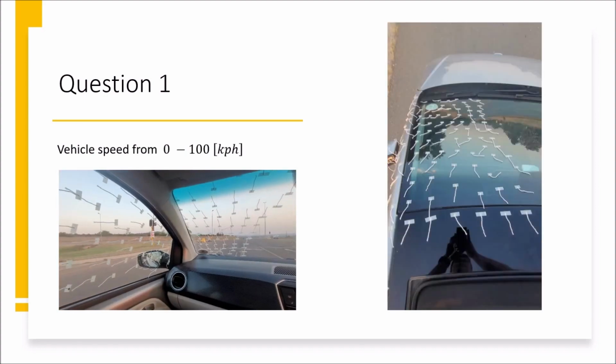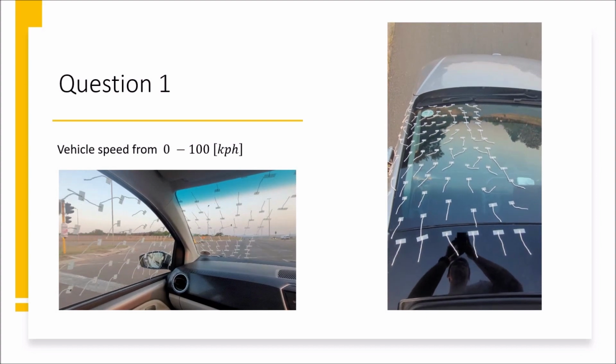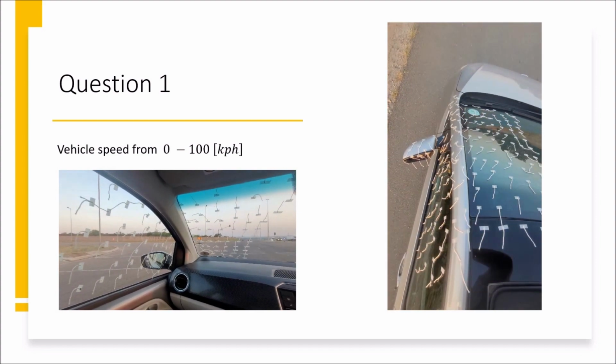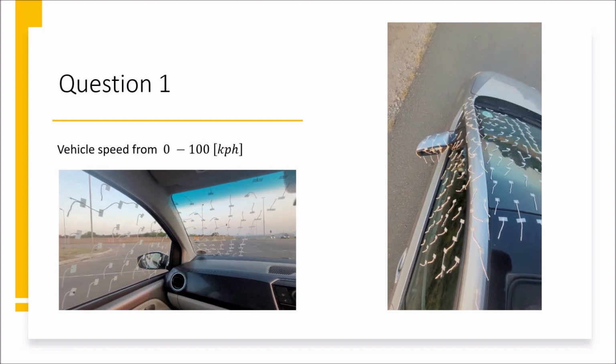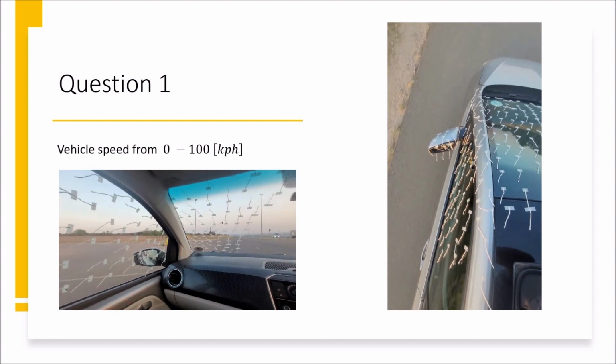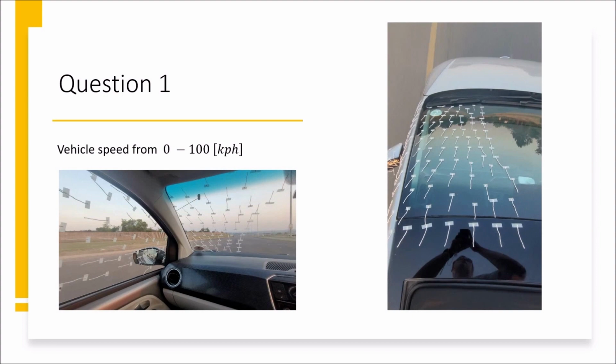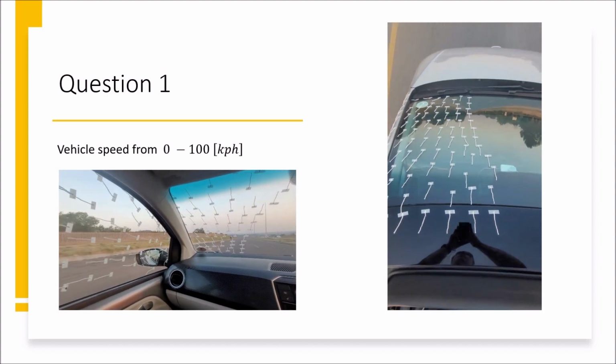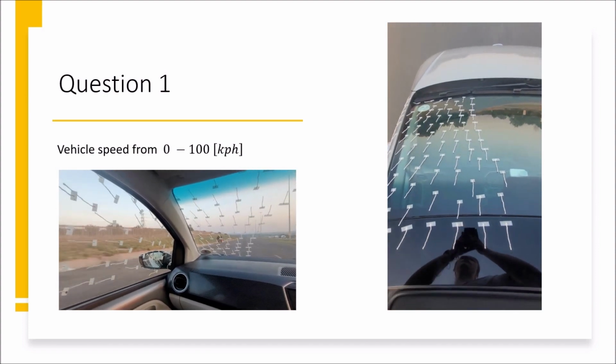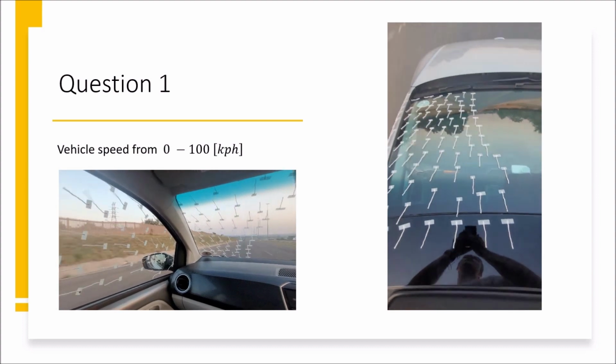2 videos of the frontal area of the vehicle were also taken for a variation of vehicle speed ranging from 0 to 100 km per hour. One from the inside and one from the outside of the vehicle, both of which can be seen in this slide. This was done to visualize how the intensity of the turbulence and flow separation ramp up with vehicle speed.